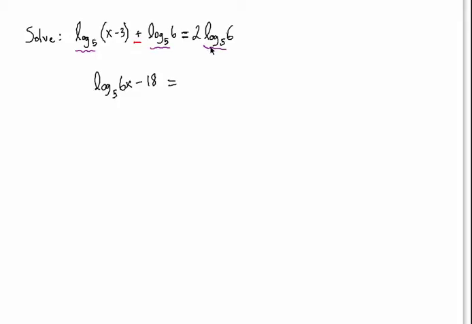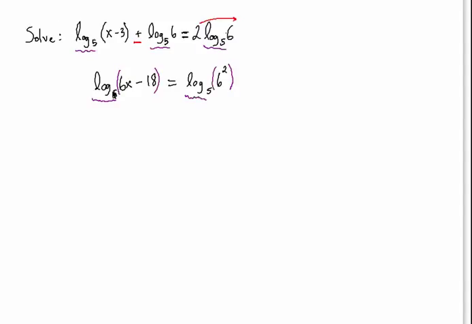And then on the right hand side, I'm going to take this coefficient of 2, and the property says that we can take coefficients and write them up here as exponents. So this is going to turn into log base 5 of 6 squared. Now the reason I'm doing this is because if you notice, on both sides now I have log base 5 of this 6x minus 18, and then we have log base 5 of 6 squared.